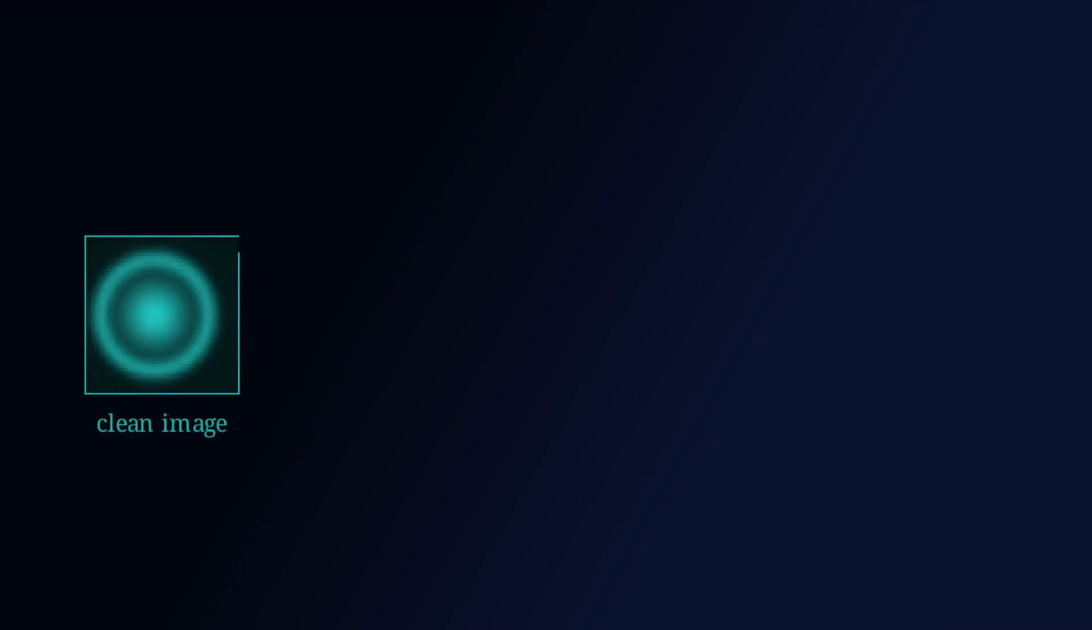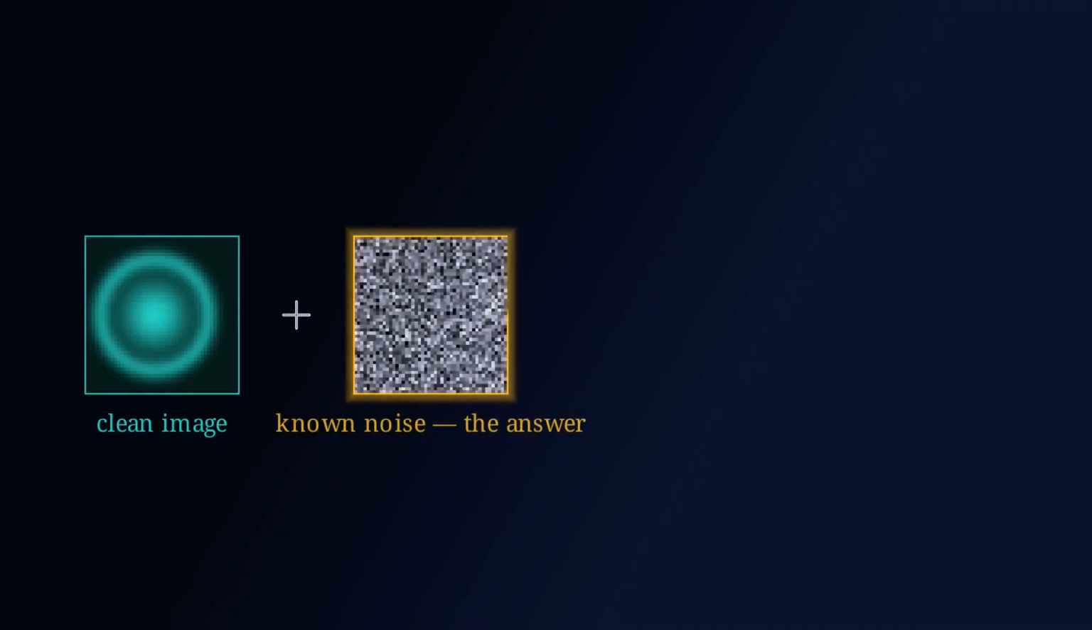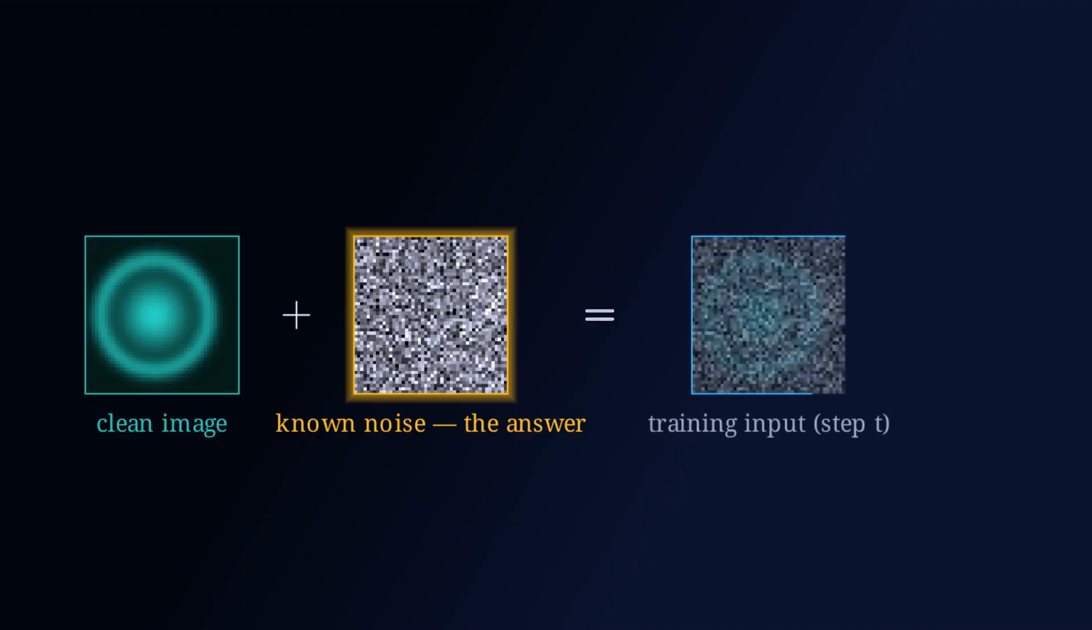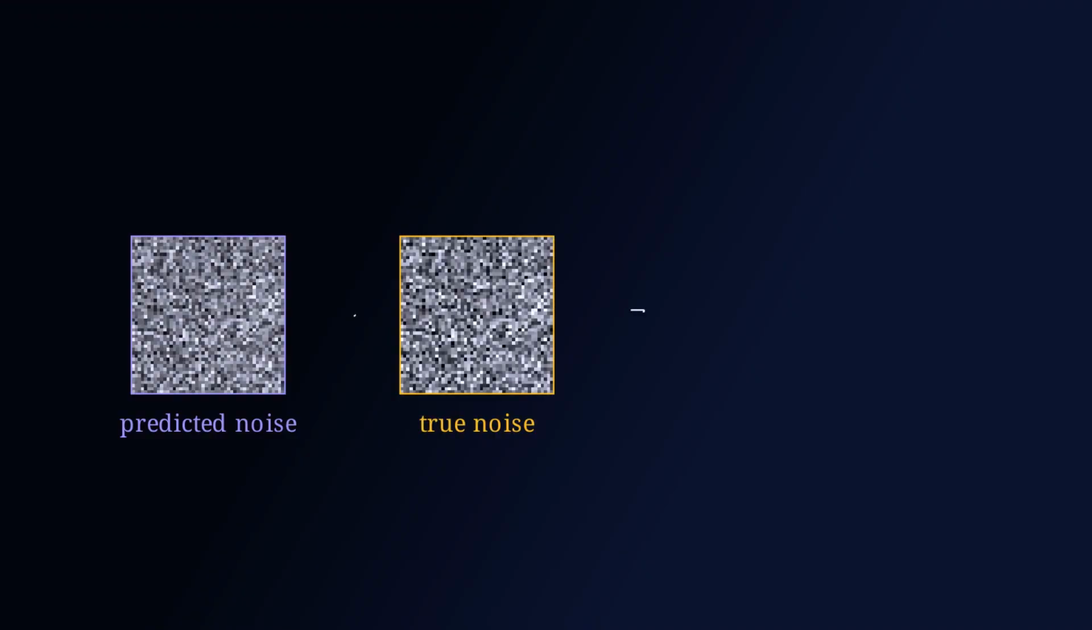And now the one-shot property from earlier pays off. To make training data, we take any clean image, pick a random step on the schedule, and jump straight to that noise level. Critically, we generated the noise ourselves, so we know the exact answer. We feed the noisy image to the network and ask it to guess the noise. Then we compare its guess to the noise we actually added.